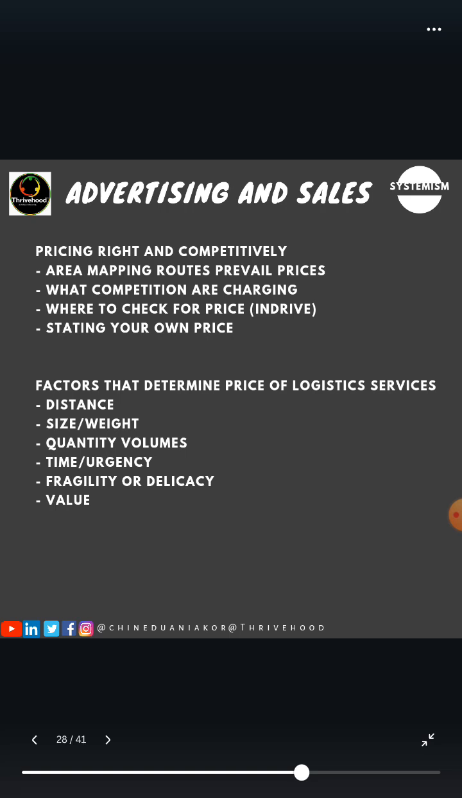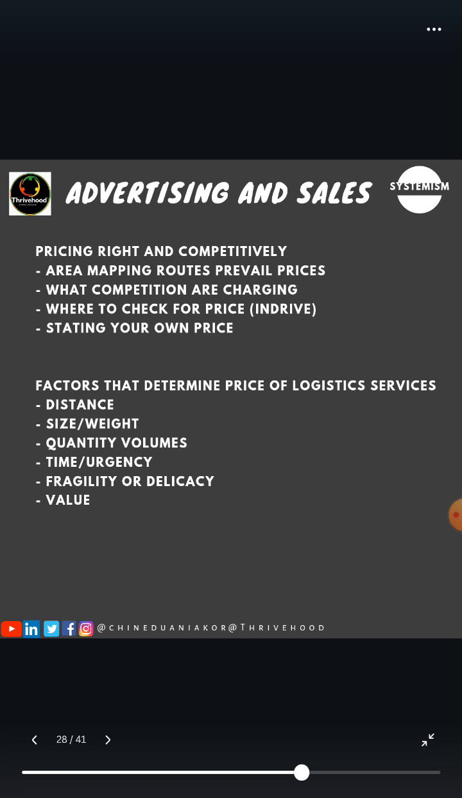So the first thing that can help you to price your product effectively: there are factors that help us to determine the price of our services. Number one is distance. A 30-kilometer distance is not going to be the same price as 50, 100, 200, or 1,000 kilometers covered. Delivery services vary. Depending on distance, the farther the distance, the more you charge. That's the basic determinant.